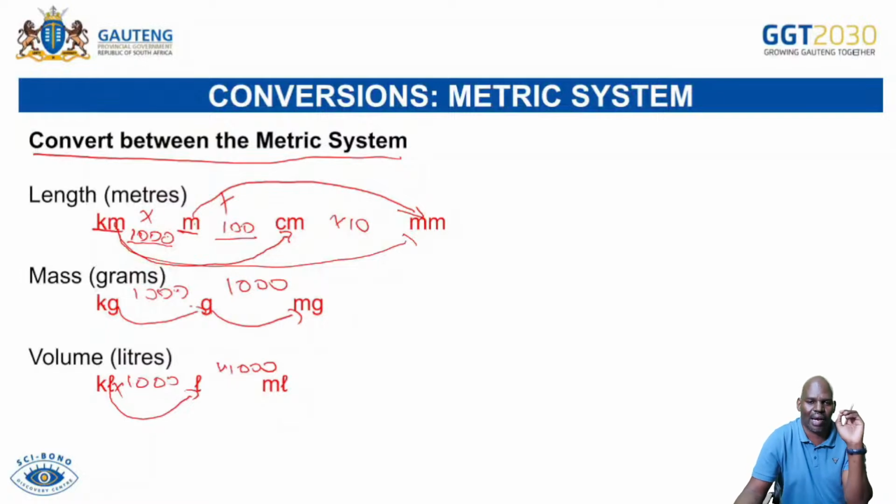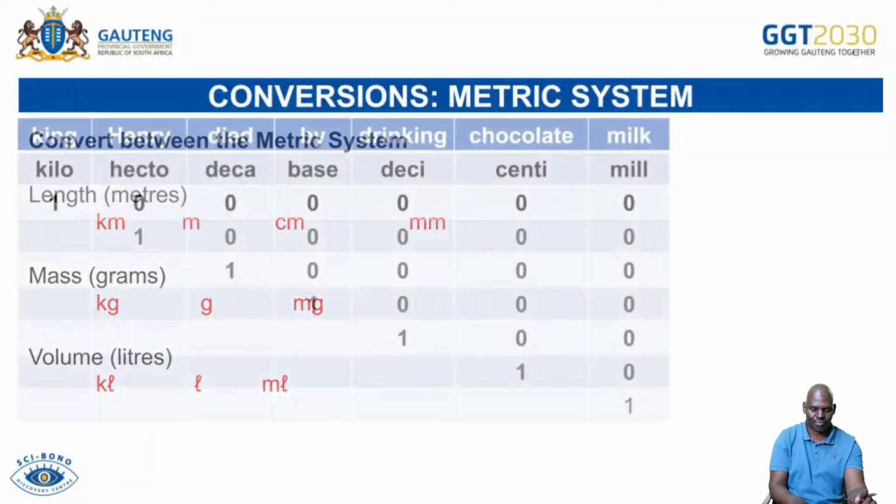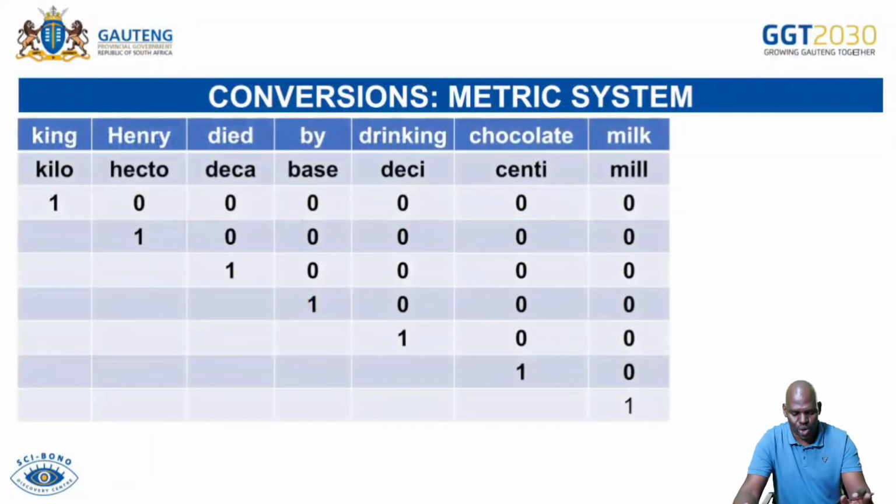You might be lucky if the examiner gives it to you, but it's very, very important that you know all these conversions. I don't know which method you are using at your school level to remember how to convert between the units, but I know that the most common one is King Henry died by drinking chocolate milk.